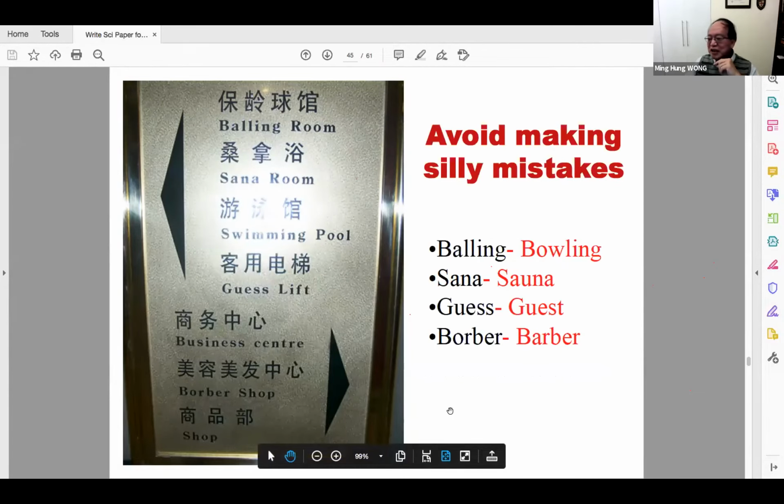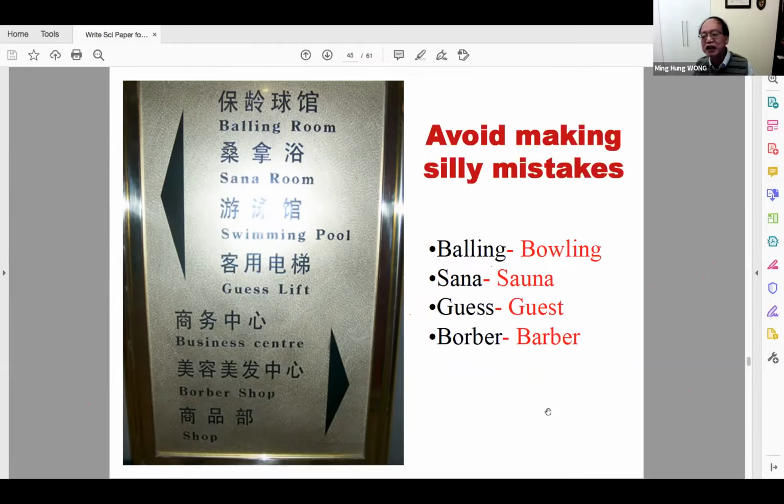Let me show you some silly mistakes. I'm talking about silly mistakes. So in this particular sign, we have 4 silly mistakes, like bowling room should be bowling room, sauna bathroom should be sauna, guest should be guest, and then barber shop. What I'm trying to convey with this message is to try to be careful. Try to be careful in the words, spell checks, and recently I've been using this program called Grammarly. I find it useful, so I've been using it quite a lot.